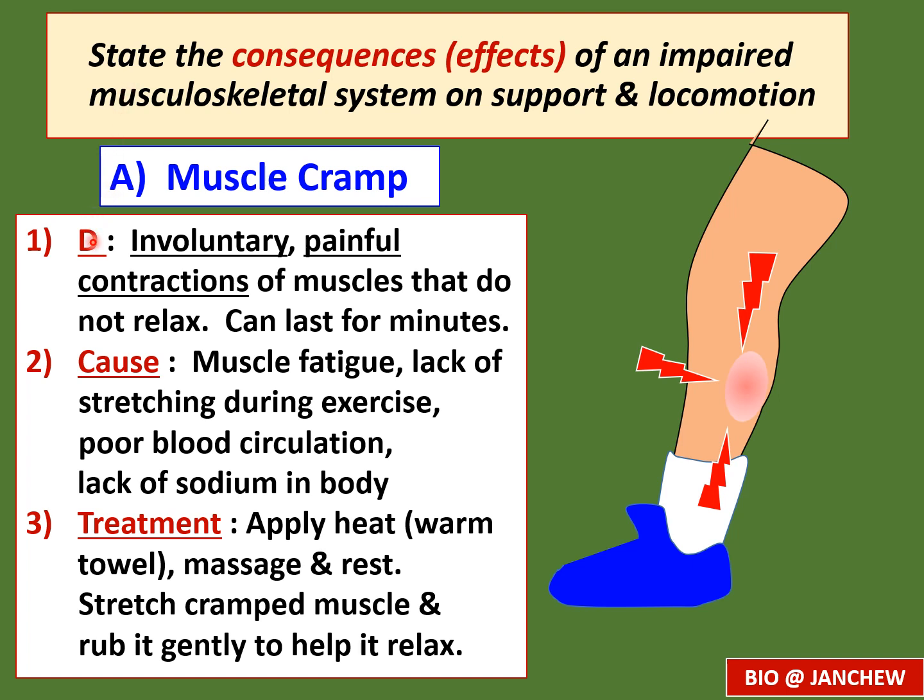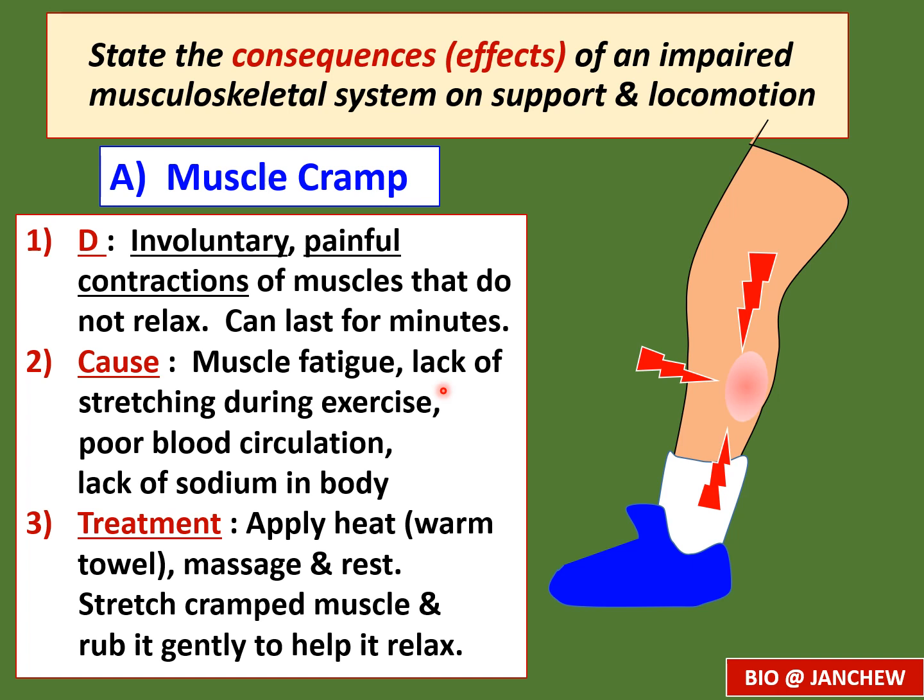Muscle cramps are involuntary painful contractions of muscles that do not relax, and they can last for between a few seconds to around 10 minutes or more. So it usually occurs on the legs or the toes, and sometimes it can occur even in the stomach region. Now the causes of muscle cramps are as follows.